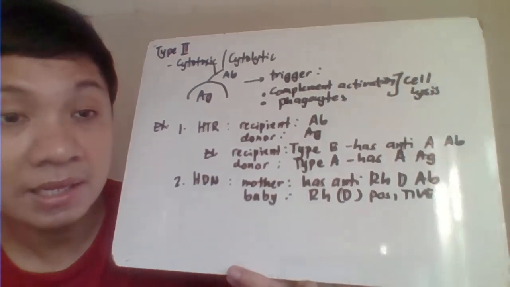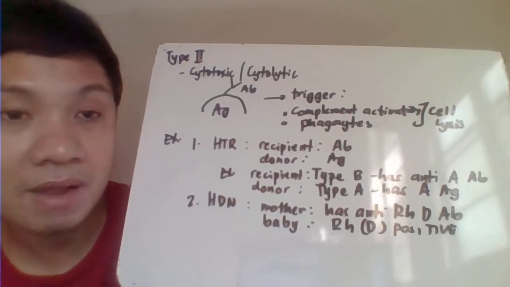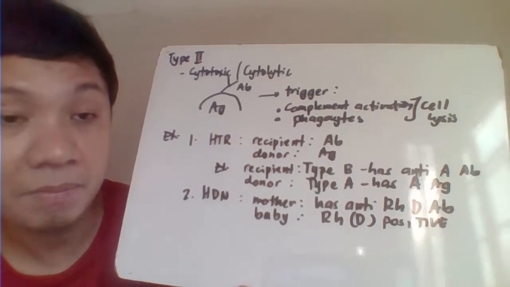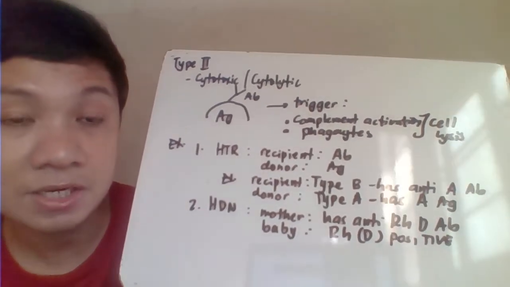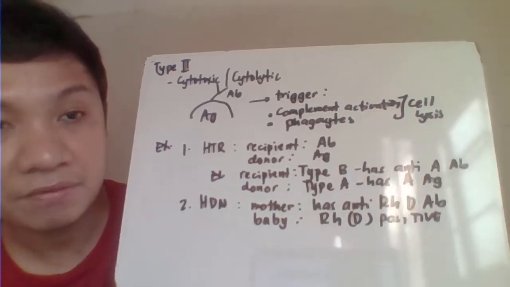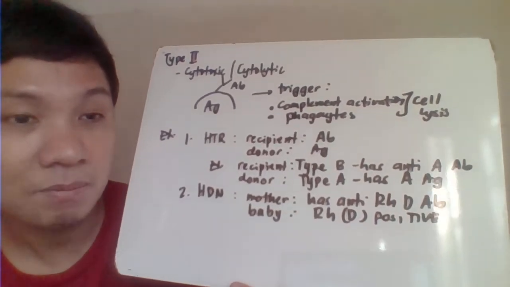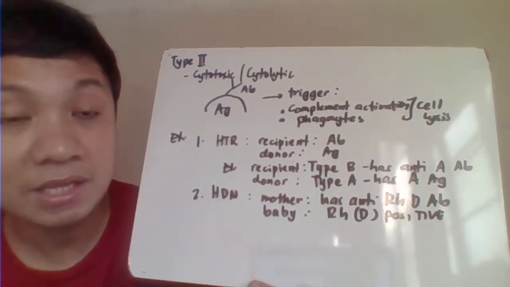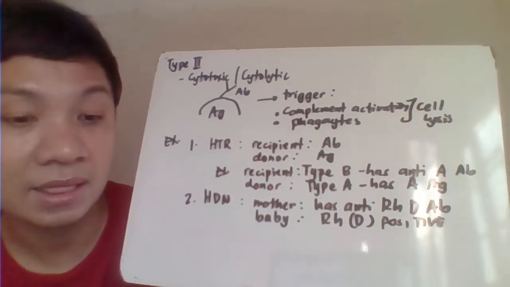Then on the second pregnancy, since the mother has already an anti-D antibody and the baby is still RHD positive, magkakaroon ng antigen antibody complex formation, and that would result in the lysis of the fetal blood, and that becomes your hemolytic disease of the newborn. And then the antigen is already on the surface ng red cell natin.